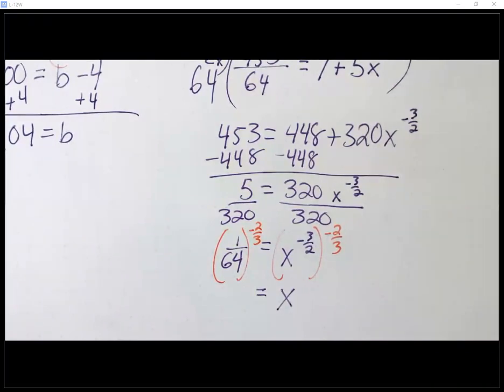Now on the left, take a minute and see if you can figure out what 1 over 64 to the negative 2/3 power is. You can. Let me give you a moment to see if you can figure it out before I tell you what you're doing. Jimmy? Oh, you're so close.